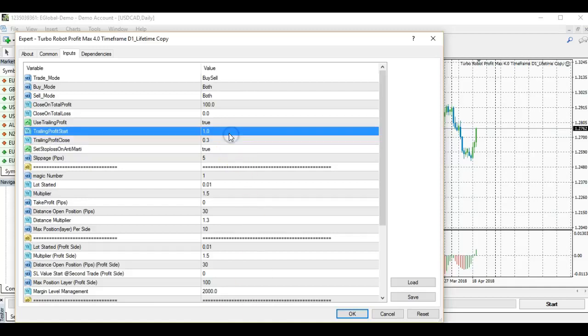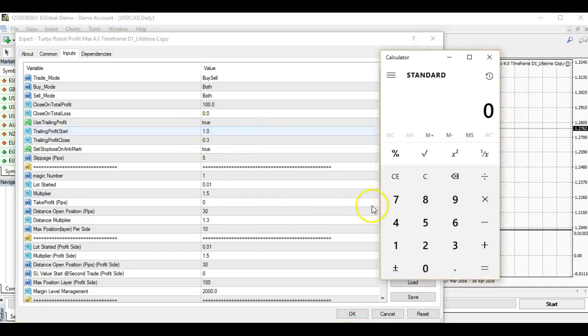So go back here. Let's see if you put it $1. Just now we calculated that for your broker, every 1 pip is 10 cents. So you divide the $1 by 0.10, and you have 10 pips. So every 10 pips will close $1. So have you got it? That's how you calculate it.